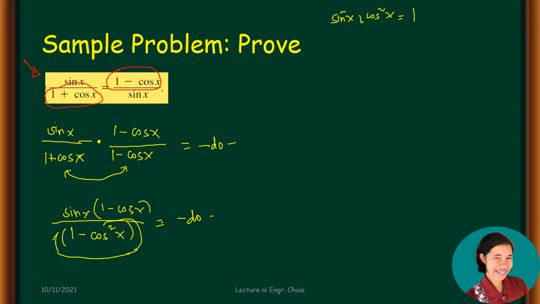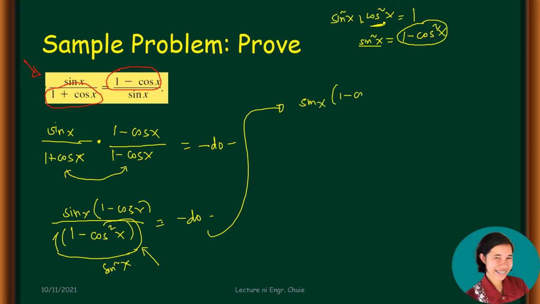So, if we transfer this cosine on the left side, or on the right side, magiging sine squared x is equal to 1 minus cosine squared x. Okay? Alright? So, ibig sabihin, yung 1 minus cosine squared x is equivalent to sine squared x. So, therefore, itong ating denominator ay magiging sine squared x na. Okay? So, this will become here. Sulat natin. Sine x times 1 minus cosine x over sine squared x equals to, so the same.